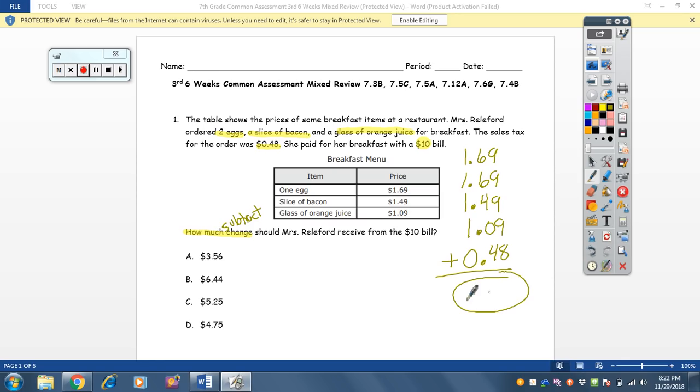When you get this answer, you need to subtract it from $10. This answer goes right here with the decimal right here, of course. This answer is going to be your answer. So you had to add and then you had to subtract. You might have missed that there were 2 eggs, you might have forgotten about the sales tax, or you might have forgotten to subtract.